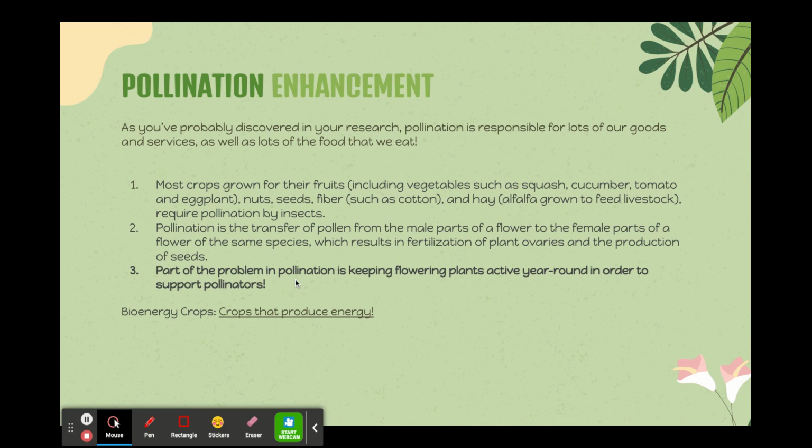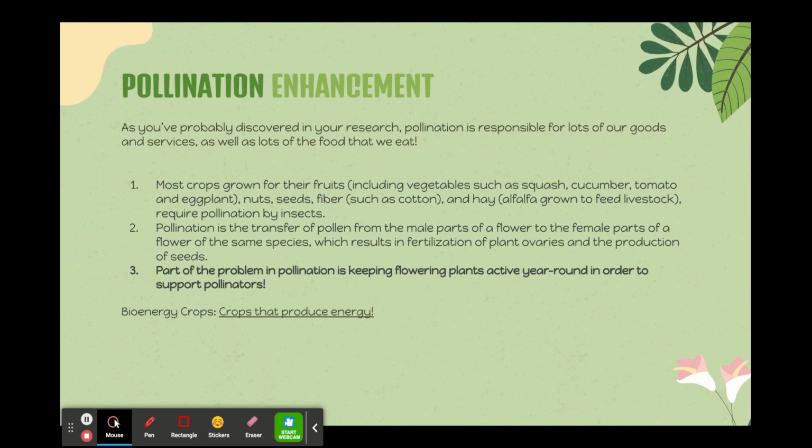Part of the problem in pollination, as you may have found out, is actually keeping flowering plants active year round in order to support pollinators. So, something that lots of scientists are considering is making sure that all of these pollinators have something to pollinate year round, because some of these flowering things might not always have a flower available because they don't flower year round. Okay, has your mom or your aunt or your grandma ever planted some flowers in the yard, and then you see the flowers one month, but then they disappear and all you see is the green foliage another month. And then again, they come back next year.